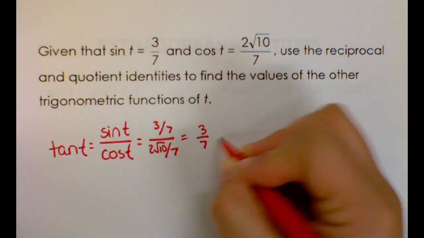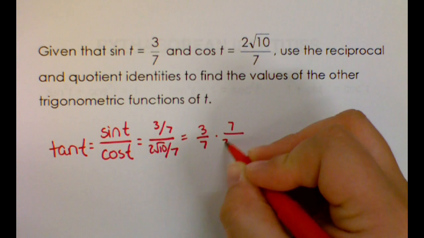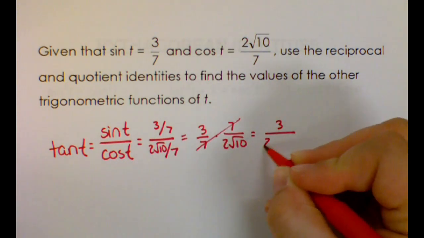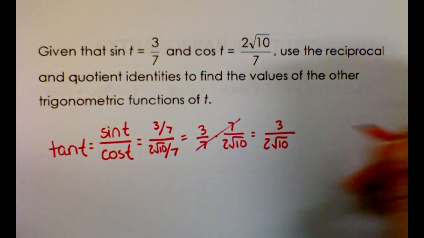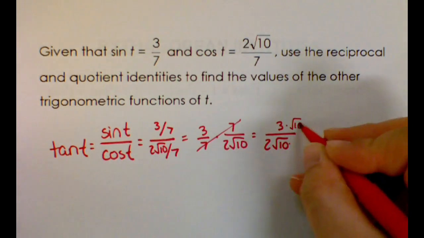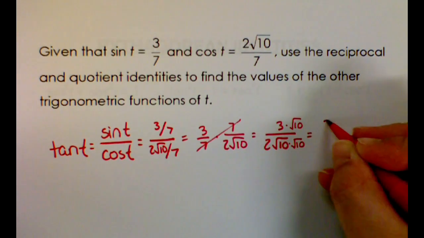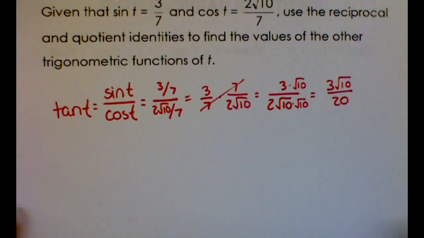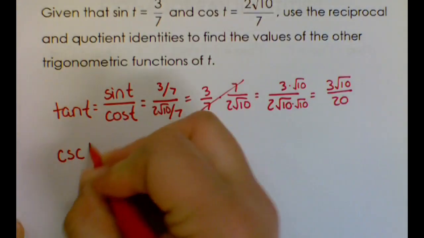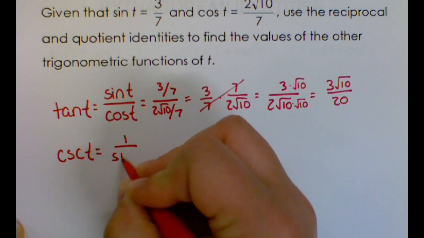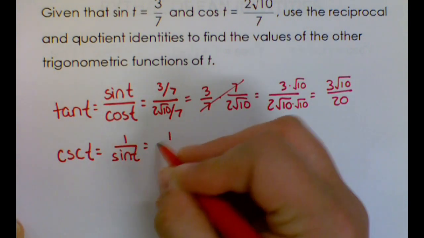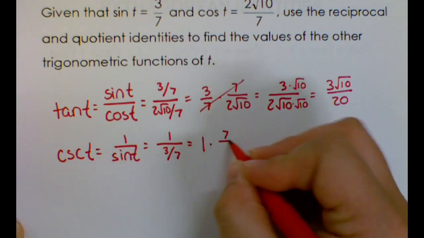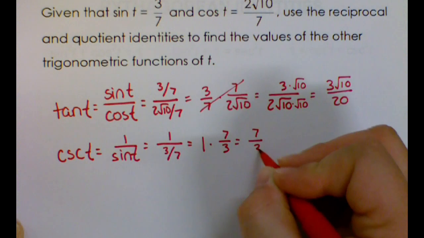Remember, we're taking 3/7 times 7 over 2 square root 10. My 7's cancel, leaving me 3 over 2 square root 10. We don't like square roots in the denominator, so multiply it on up. 3 square root 10 over 20 is my tangent. All right, cosecant. Cosecant is 1 over the sine, so that's 1 over 3/7. So that's 1 times 7 over 3, which is just 7/3.